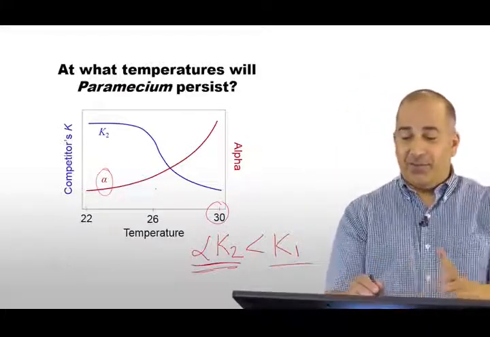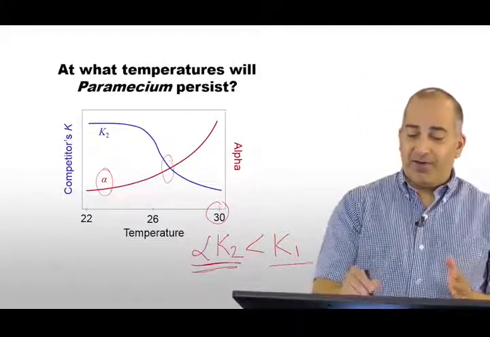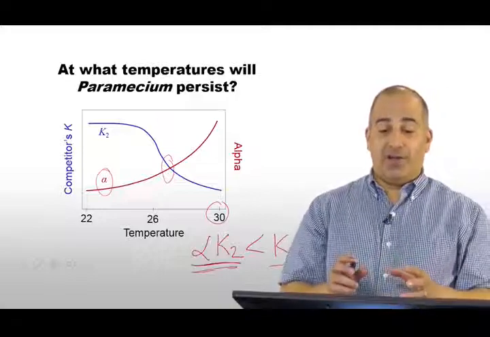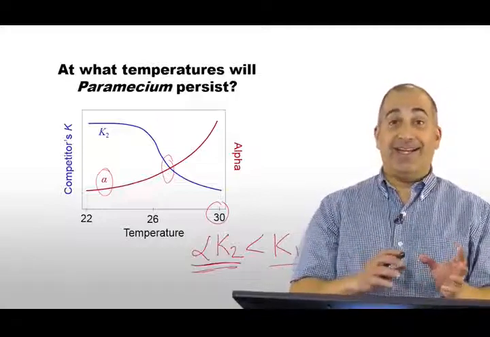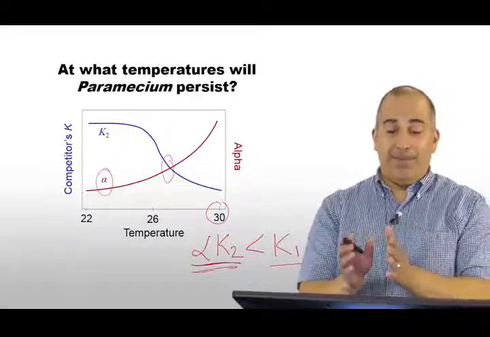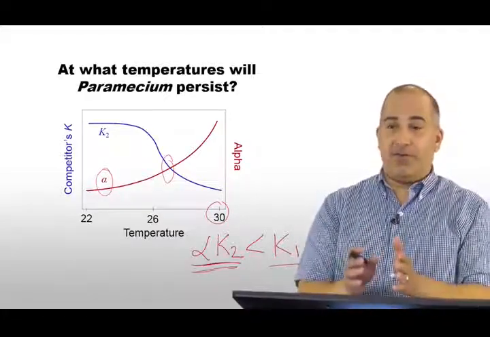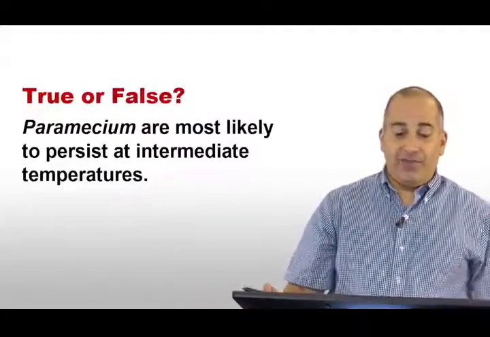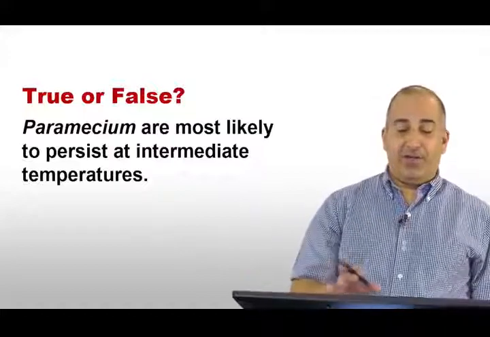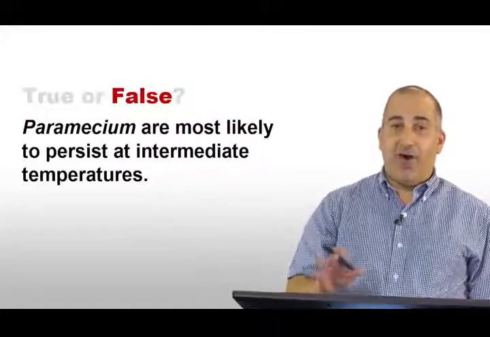But now let's shift towards the middle. Now we have a moderate-sized fraction multiplied by a moderate-sized whole number. And what we end up getting is the largest product somewhere in the middle of the temperatures, right? Somewhere in the middle of the range. And so if we go to that question, paramecium are most likely to persist at intermediate temperatures, it's actually false.